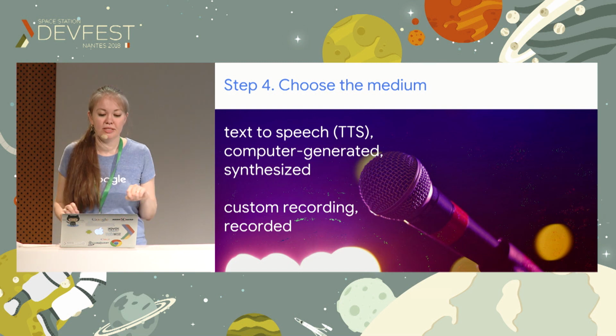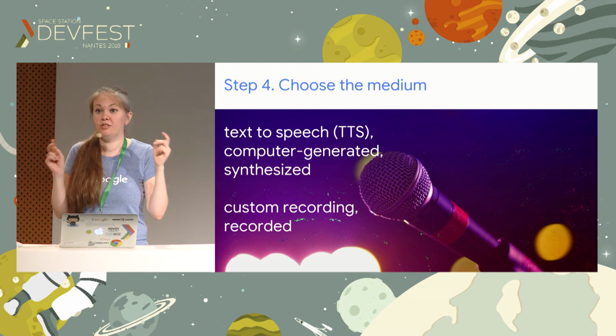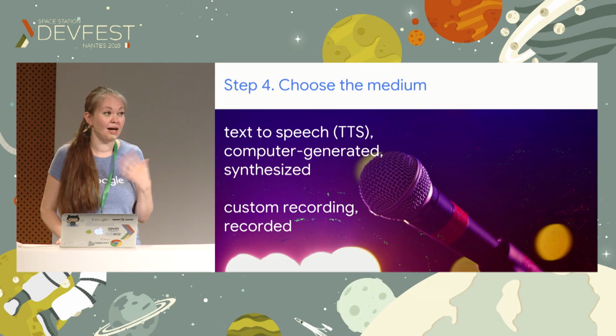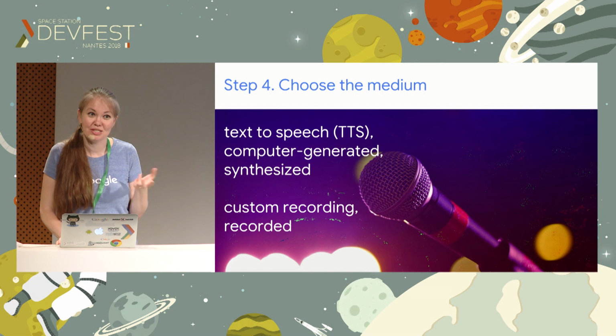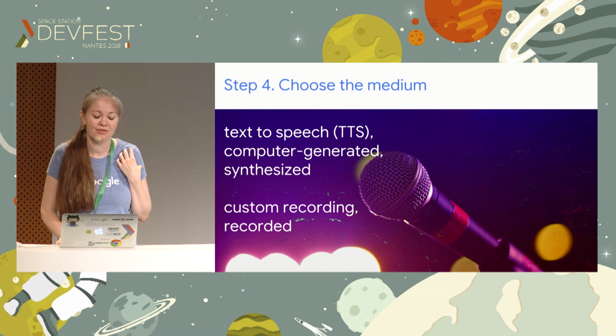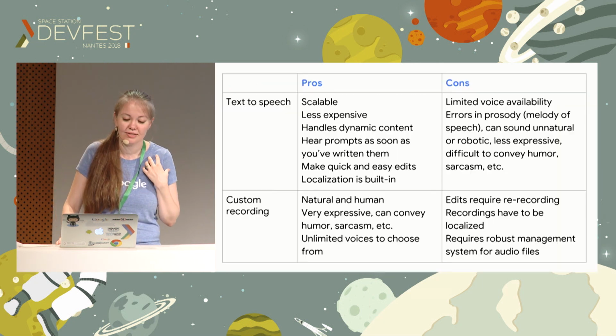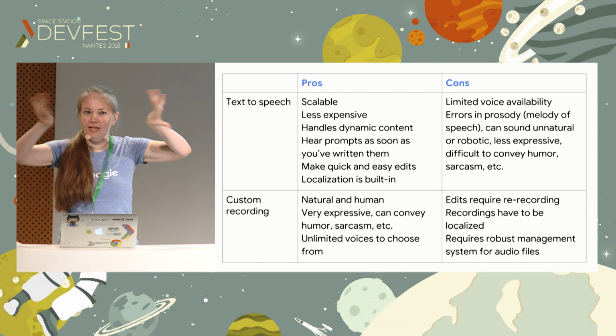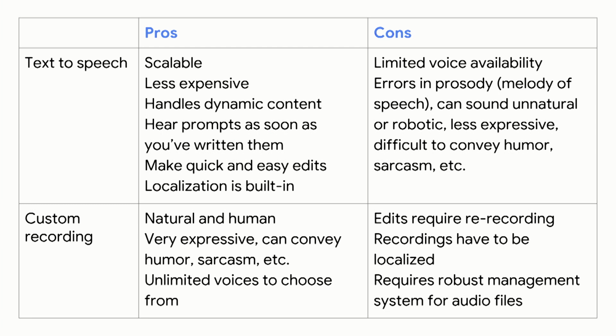Now, choose the medium. Here there are two different mediums. You either pick text-to-speech, which is the computer-generated, synthesized voice, or you pick custom recordings. Different apps choose different ways. This is totally up to you. I personally right now use text-to-speech since it's quite costly to use real human actors. But I wanted to show you the pros and cons. Briefly, you don't need to read all of this, I will summarize it for you.